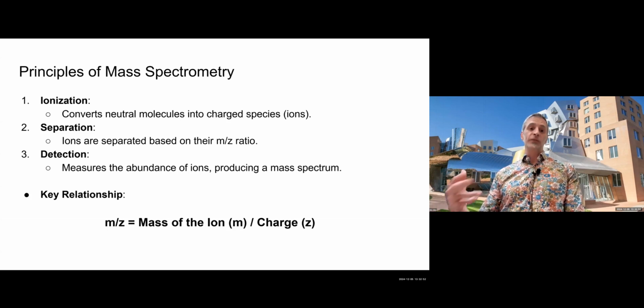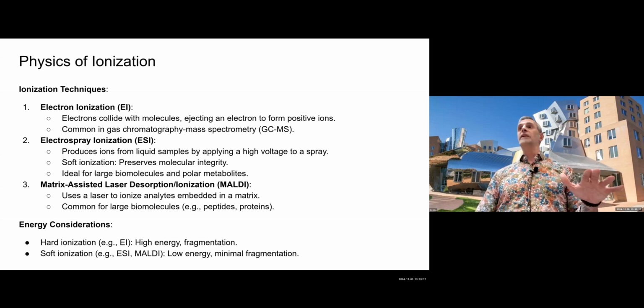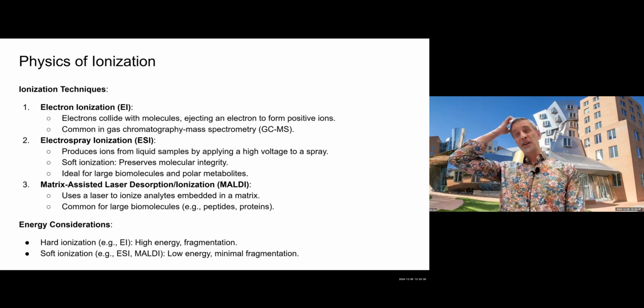So once we have those molecules, then we just need to detect them and count them. And there's a few different ways that we can generate charged molecules. One, if we just have maybe one compound and we want to get an ID on it, we can hit it with an electron beam, and that will result in certain fragmentation patterns, and we can use that to identify a compound.